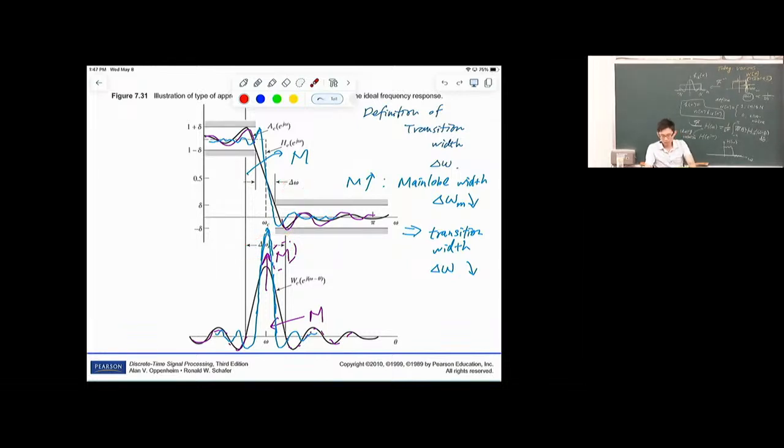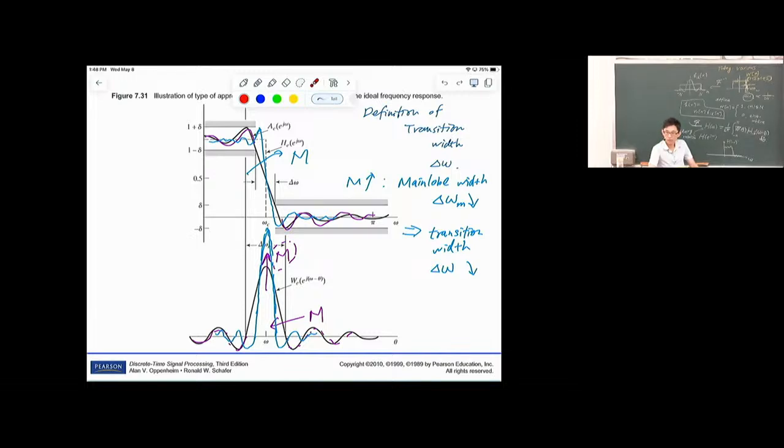So I was writing here. When we increase the length of the window, the main lobe width decreases, and at the same time, the transition width also decreases. Consequently, that's good. We desire to have a narrower transition, and you can always achieve that spec. You can always meet that spec of transition width by simply increasing the length of the window. It can always be achieved by simply doing that, if you are able to afford it.